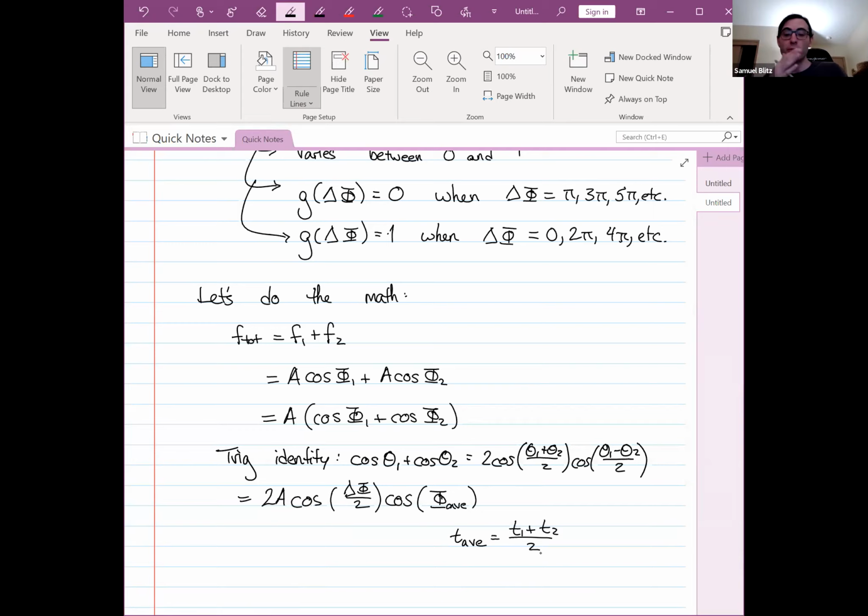Similarly, as you move further to the right, if you increase x by 1 meter, for example, both x1 and x2 will increase by 1 meter. So the average x will increase by 1 meter. All this is saying is that this thing, the average phase, changes with position and time.